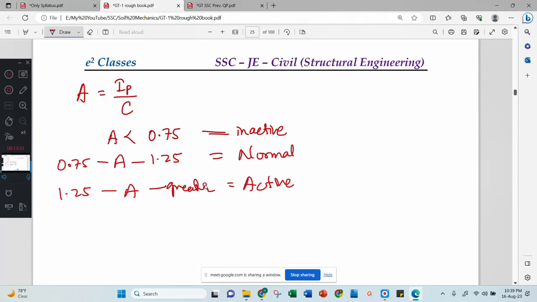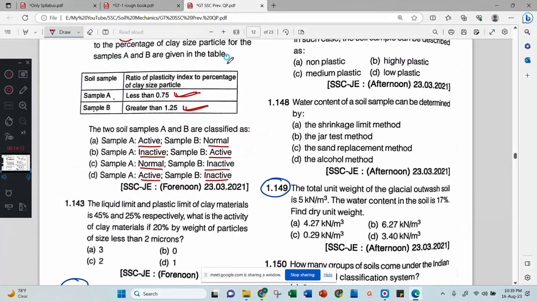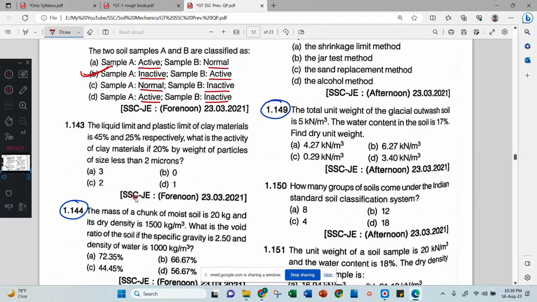Then if A is much greater, sometimes 16 also, sometimes more than 4, 5, 6, 7, 8, 9 like that, that is hyperactive. In this option, which one is the correct answer? B is the correct answer. This is inactive and this is active. Greater than 1.25 is active, therefore B is the correct answer. This was done yesterday.